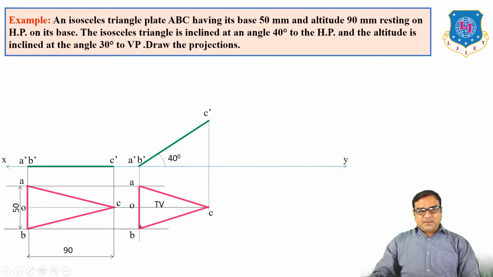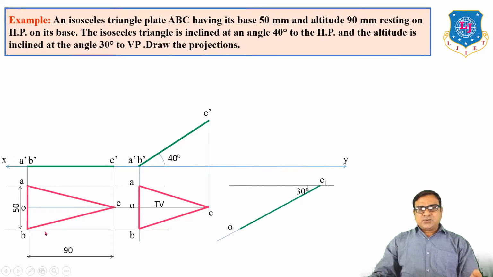Here in stage 1, OC is 90 mm, but here in stage number 2, the top view OC is less than the true length, meaning less than 90 mm. So your altitude is already inclined 40 degrees to HP, and we want the altitude also inclined 30 degrees to VP. So for that, draw step number 5 by finding the angle known as apparent angle beta. First of all, draw a line parallel to XY, and from any point on it draw a 30-degree inclined line, which is C1O.